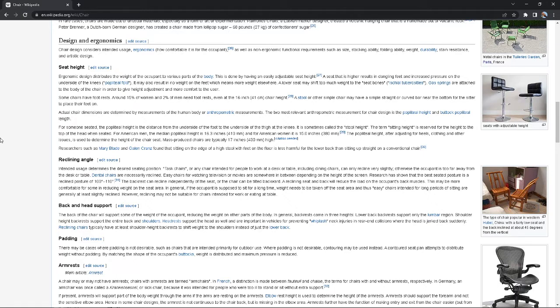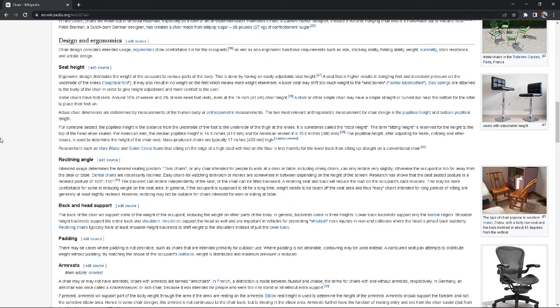Back and head support. The back of the chair will support some of the weight of the occupant, reducing the weight on other parts of the body. In general, backrests come in three heights. Lower back backrests support only the lumbar region. Shoulder height backrests support the entire back and shoulders.